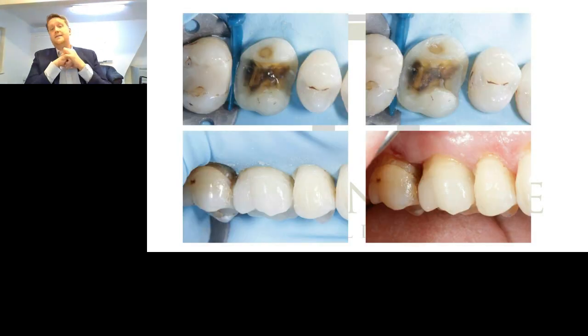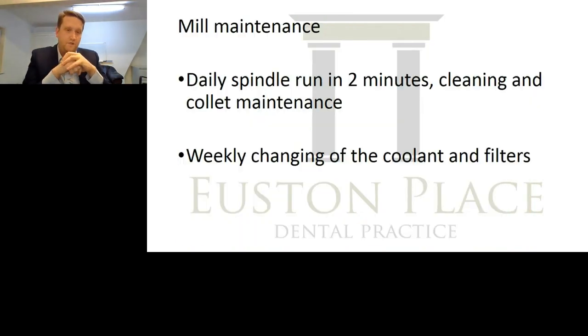The mill maintenance requires a daily spindle run-in of 2 minutes, cleaning and collar maintenance. So it takes probably 5 to 10 minutes to set the mill up before you start. So it's important, if you're going to do a same-day restoration, you get a member of your team doing that before you even start for the day, just so it's all ready to go and it'll throw you errors up if you don't do it. So you need to get that sorted. And then weekly maintenance is changing of the coolant and the filters.